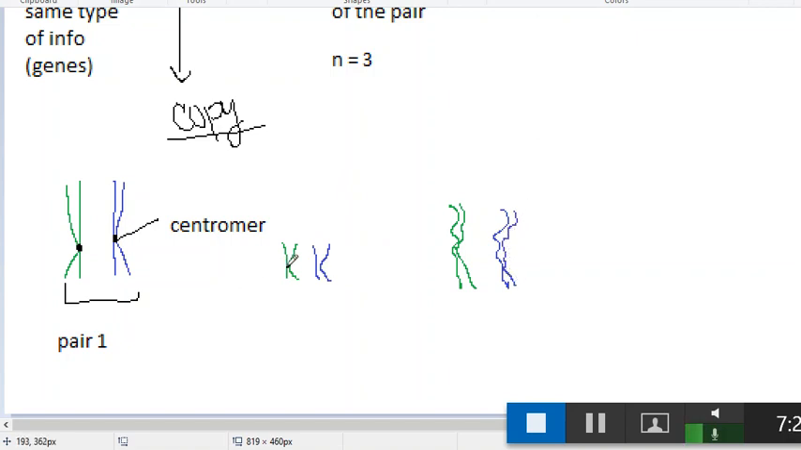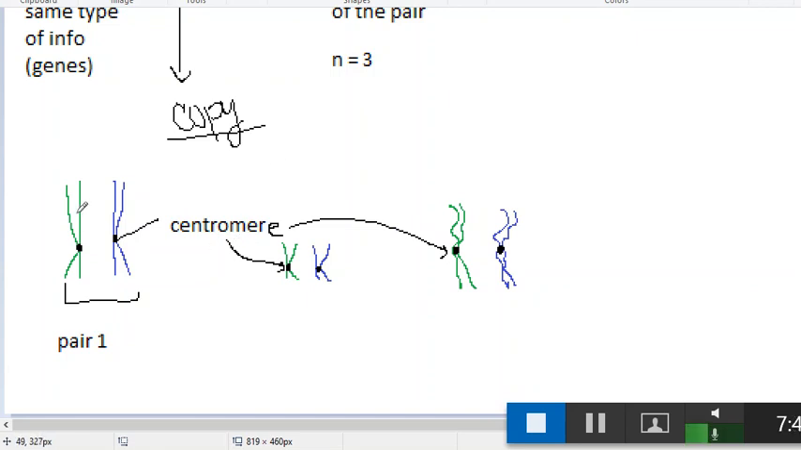And remember, the copy and the original are connected at what is called the centromere. Whoops, there's an E on the end of centromere, by the way. Right there.